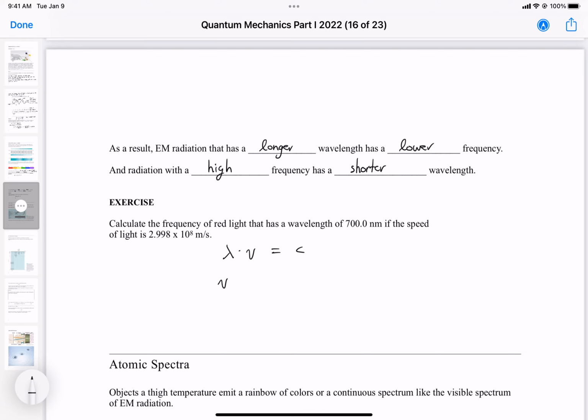So we're going to set up our equation. Frequency equals c over lambda. And then when we plug everything in, we get 2.998 times 10 to the 8th meters per second. Okay. And then we divide this by, okay, so we have 700 nanometers here, right?